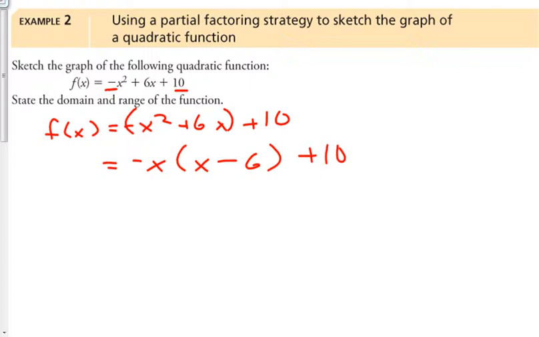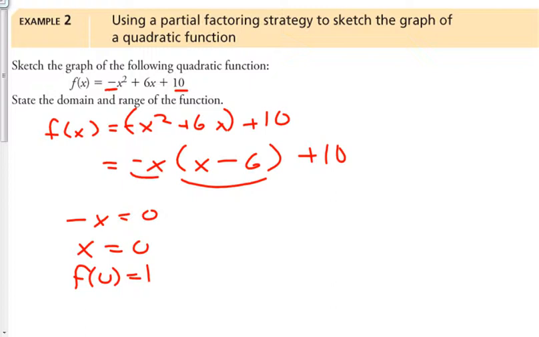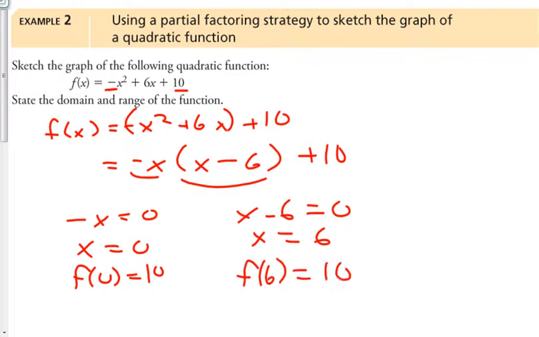Next, I'm going to determine 2 points in the function. I'm going to set each partial factor to 0. So negative x is equal to 0. So x is equal to 0. F of 0 will be equal to 10. X minus 6 is equal to 0. So x is going to be equal to 6. So f of 6 is also equal to 10. So the points 0, 10 and 6, 10 belong to this function.